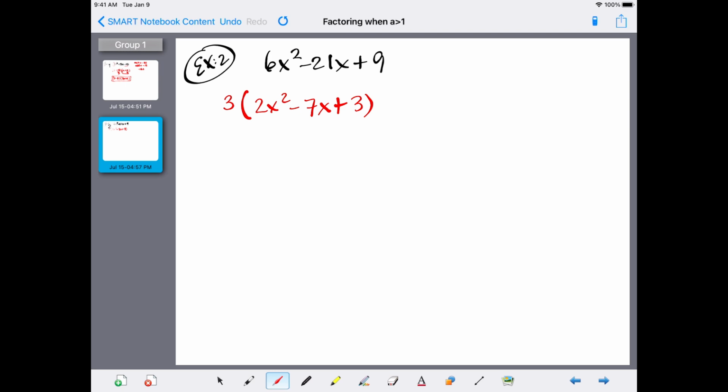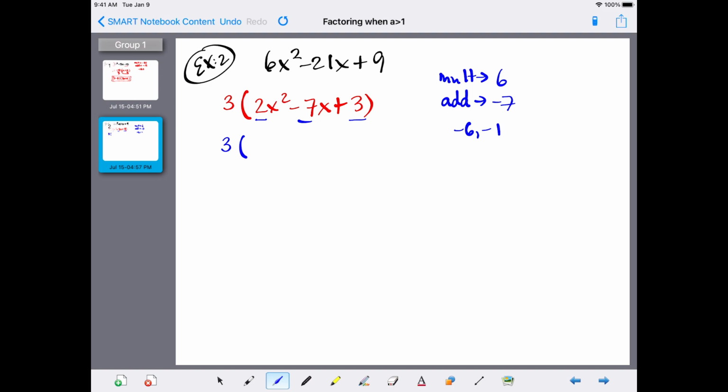So again, just a reminder, we keep that 3 that we factored out, we just keep it on the outside. We can't get rid of it. It's still there. So let's look at our new trinomial inside the brackets. So we're looking for two numbers that multiply to give 6, and then add to give the middle term, which is negative 7. So in this case, that's going to have to be negative 6 and negative 1. So negative 6 multiplied by negative 1 is positive 6, and they add together to give negative 7.